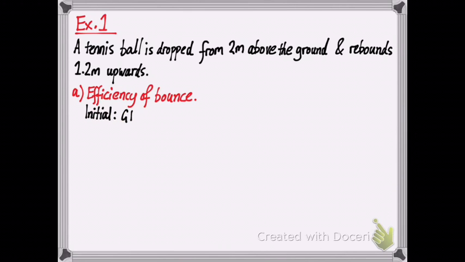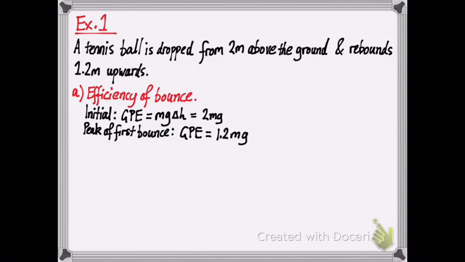We know that the total energy at the beginning is just gravitational potential energy since it was at rest. And gravitational potential energy is just mgΔh. Δh is 2 meters initially, and we're not sure what m is at the moment. We can just leave g as the letter because it's a gravitational constant. We can use 10 or 9.8, it doesn't really matter.